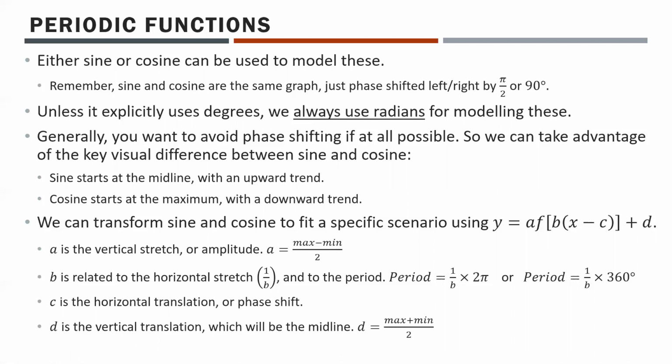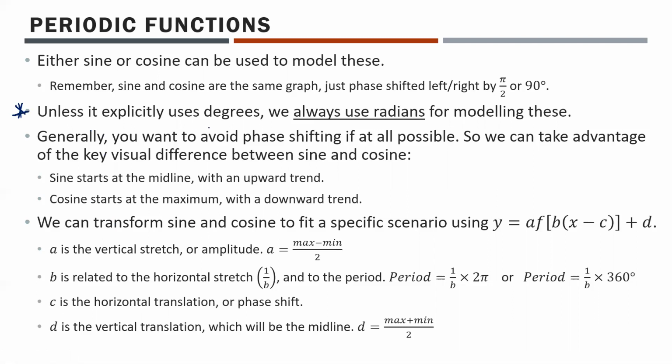Anyway, moving on. So, huge wall of text here, but I'll run through real quick. Either sine or cosine can be used to model these. Now, sometimes I'll ask you, please use sine, please use cosine, but you have total freedom because remember, sine and cosine are the same graph. They're just phase shifted left or right by pi/2 or 90 degrees. Really important here, this one, absolutely crucial.